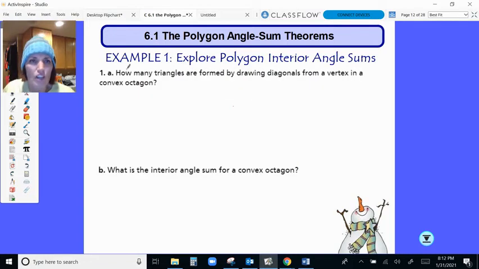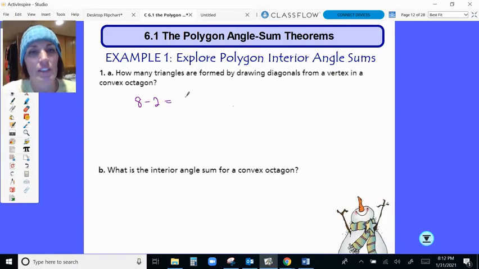Okay, so now we're going to practice a little bit. How many triangles are formed by drawing the diagonals from the vertex of a convex octagon? So an octagon has 8 sides. So we would take 8 minus 2, and it would give us 6 triangles.